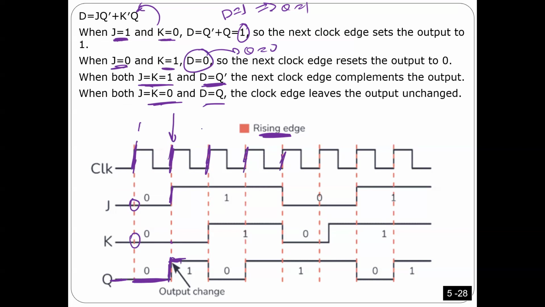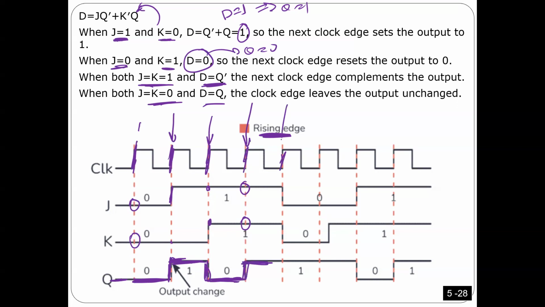Again, I need to look at this moment here. At this moment, it is 1 and 1. You know 1 and 1 means toggle. Toggle means this one was 1, now it has to be 0. After that, I'm going to look at this moment here. At this moment, it is still 1 and 1. You know 1 and 1 means toggle, so this one is 0, it should go high.